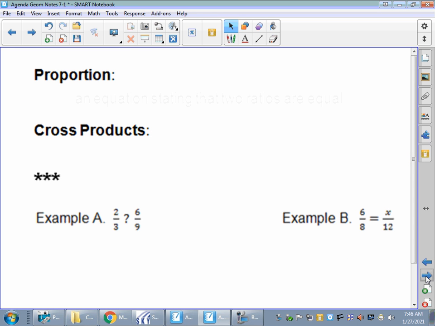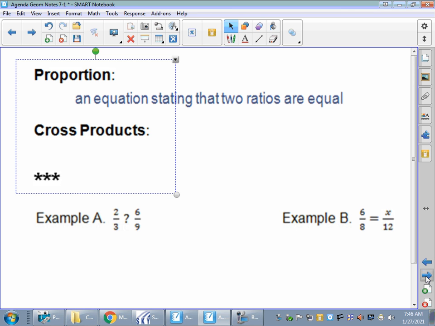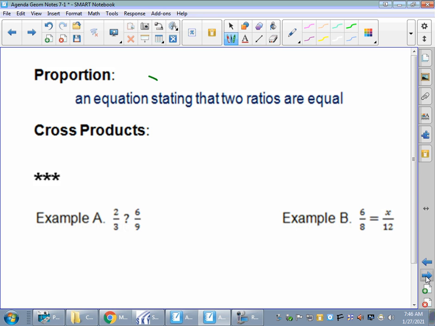All right, so we know that a ratio is a fraction. A proportion is an equation stating that two ratios are equal. So a ratio is just a fraction. The proportion throws the equal sign in there.